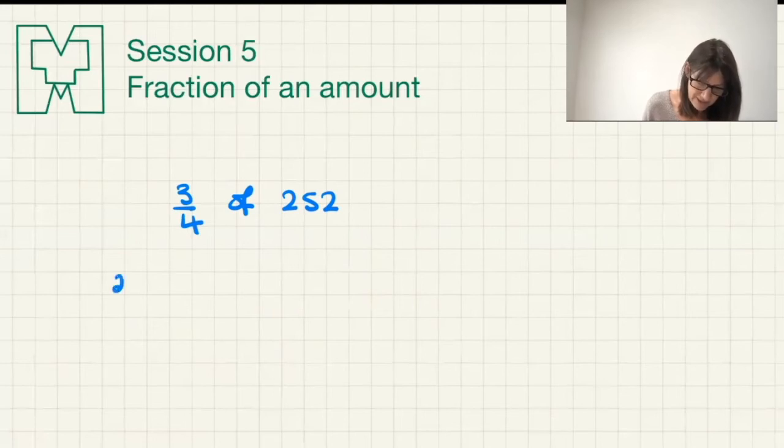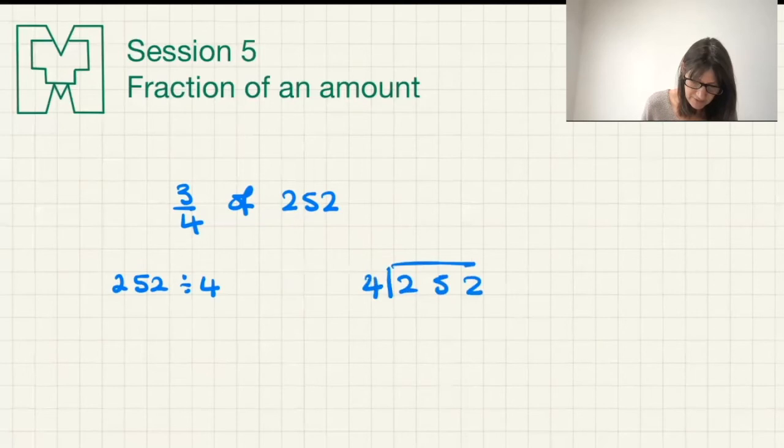Okay, so let's write this out. 252 divided by 4. Obviously, I don't know that, so let's work it out. 4s into 2 don't go, carry the 2. 4s into 25. Now, obviously, I've got to work this out. The answer is 6. 4 6s are 24, which means I've got 1 left over, and 4s into 12 will go 3 exactly. So that is 63.